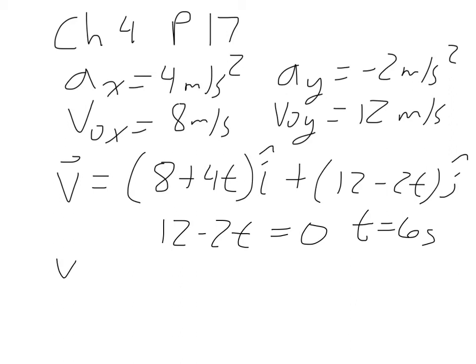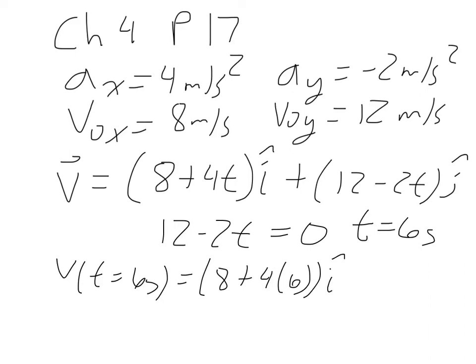Now the velocity at t equal to 6 seconds is equal to 8 plus 4 times 6, and that's along the i hat direction. And we know that we should get a 0 for the y direction because this is the greatest y component of the position vector, and that's just 12 minus 12 j hat. And so we get that the velocity is equal to 32 i hat meters per second.